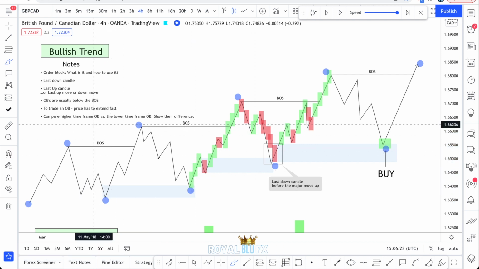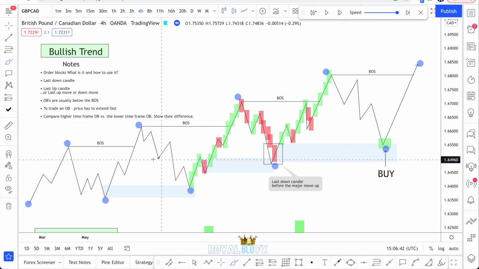Okay, so over here, in order to trade an order block, price has to extend fast, right? So we need to compare higher time frame order blocks versus lower time frame order blocks to show the difference. So what do I mean by this? To compare higher time frame order blocks versus the lower time frame order blocks.